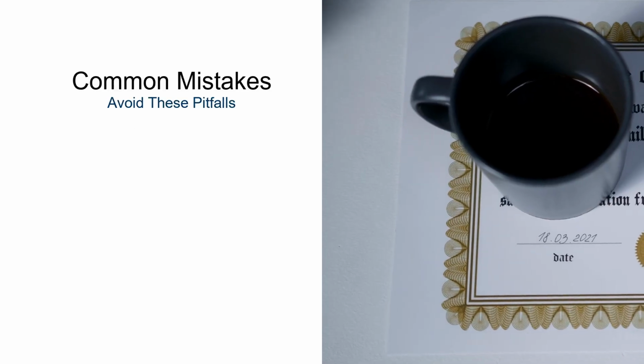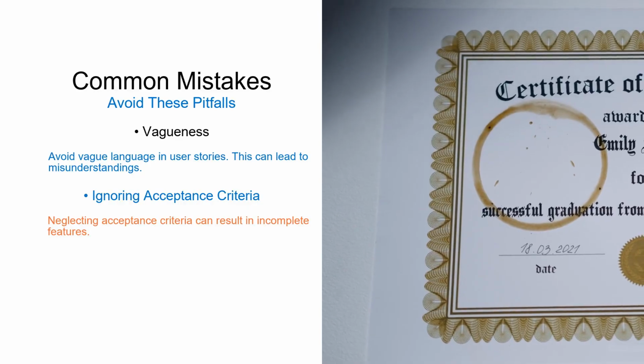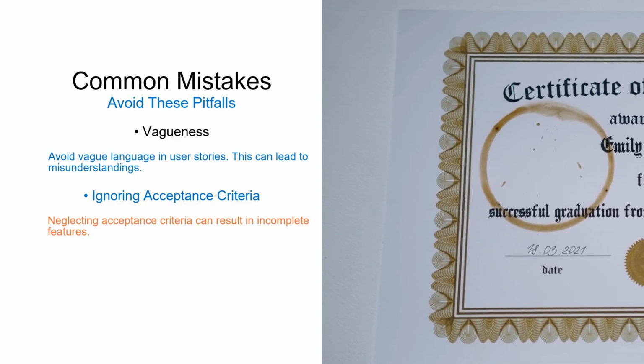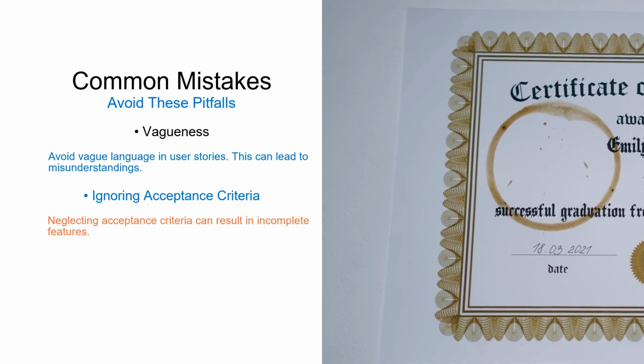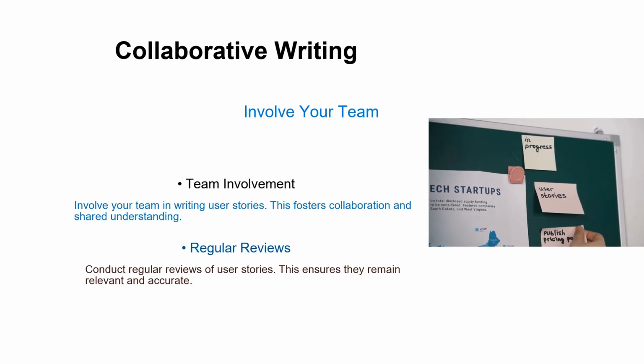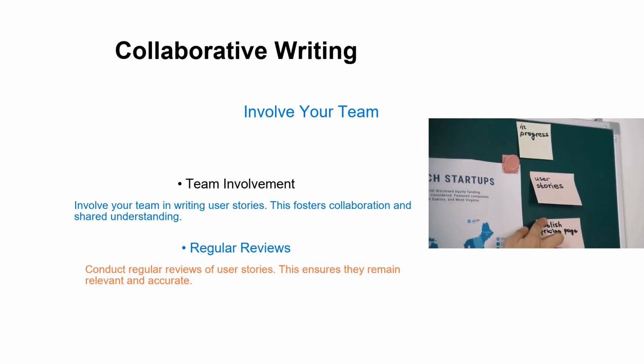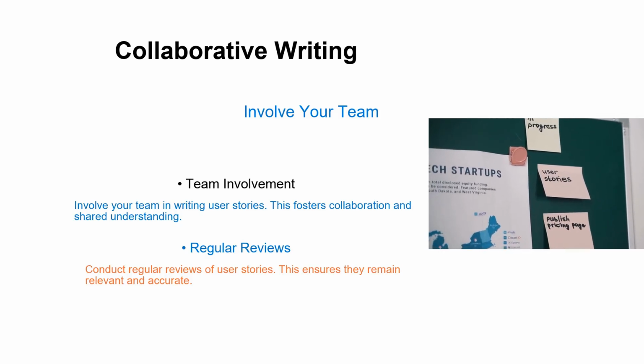It's important to avoid common mistakes when writing user stories. Vagueness can lead to misunderstandings, while ignoring acceptance criteria can result in incomplete features. Involve your team in writing user stories to foster collaboration. Regular reviews help ensure that user stories remain relevant and accurately reflect user needs.